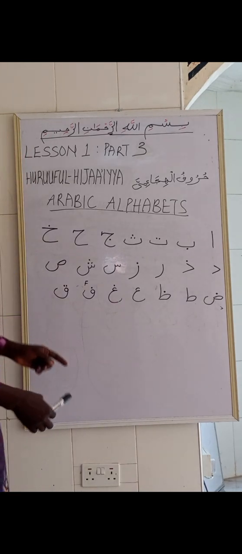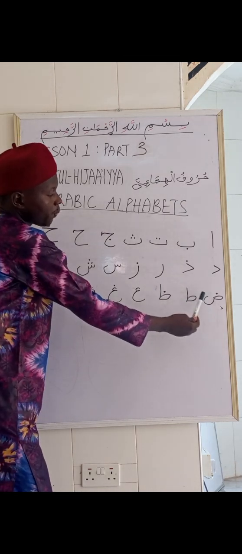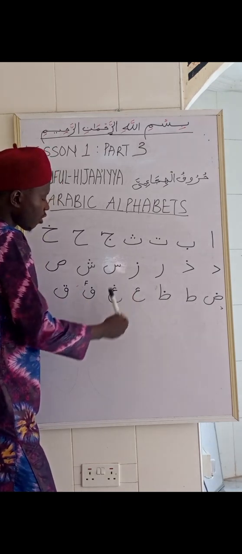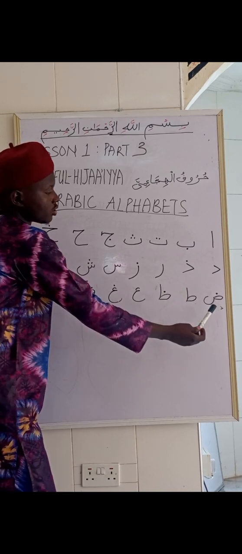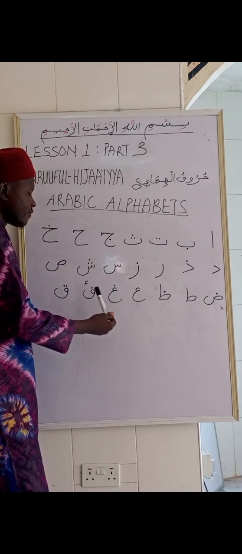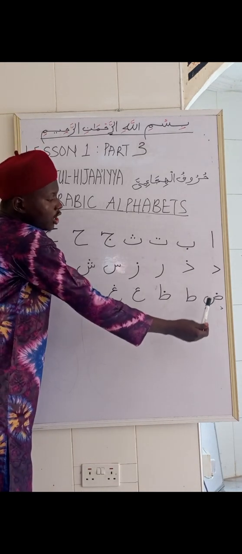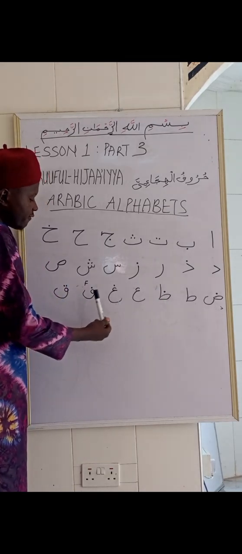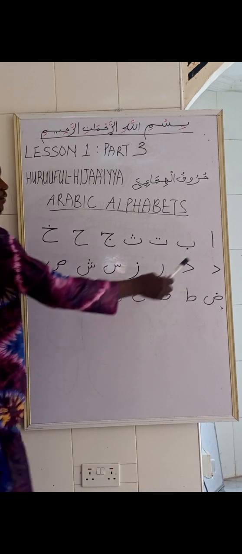Let me pick it from the third one. Dad, ta, za, ein, ghain, fa, qaf. Say: dad, ta, za, ein, ghain, fa, qaf. Dad, ta, za, ein, ghain, fa, qaf. Let's start from the beginning.